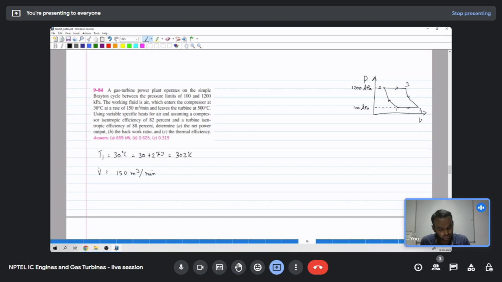and leaves the turbine at 500 degrees Celsius. So that means T4 is 500 degrees Celsius, which is 500 plus 273, which is 773 Kelvin.